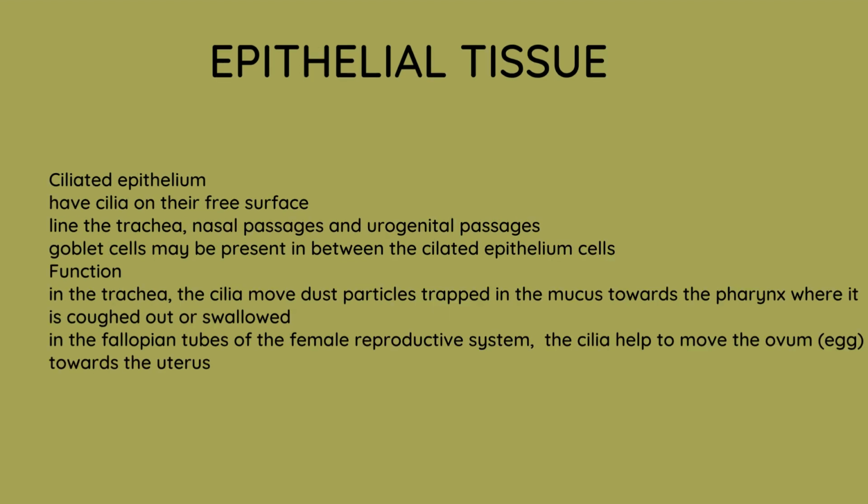The next type of epithelial tissue that you find is ciliated epithelium. And if you look at the structure, you'll see that they have cilia on their free surface, and they're usually found in the trachea and in the nasal passage. In the trachea, the cilia move dust particles that are trapped in the mucus towards the pharynx where it is coughed out or swallowed. And in the fallopian tubes of the female, the cilia help to move the egg towards the uterus.